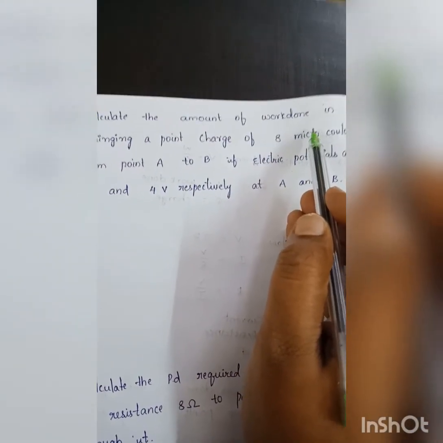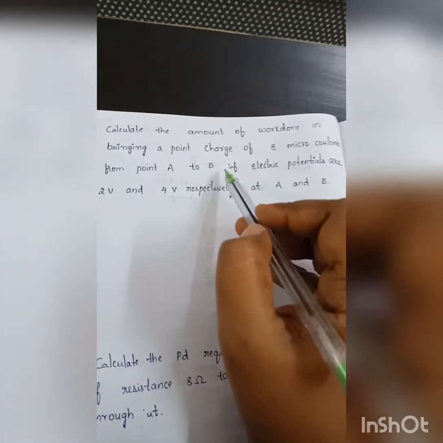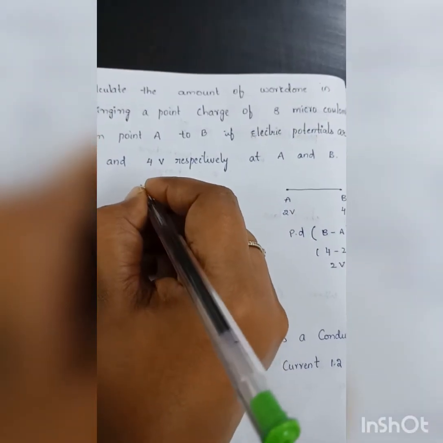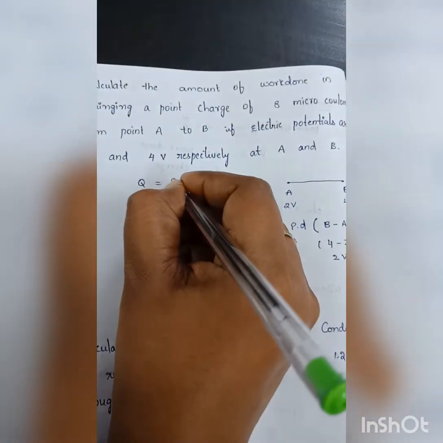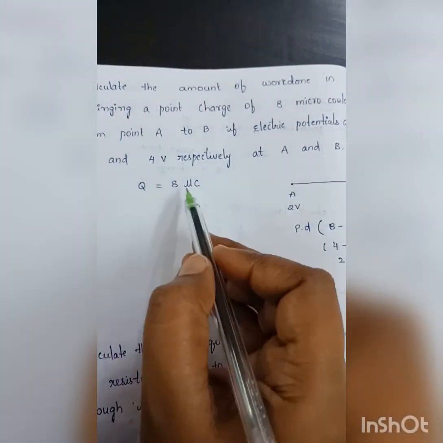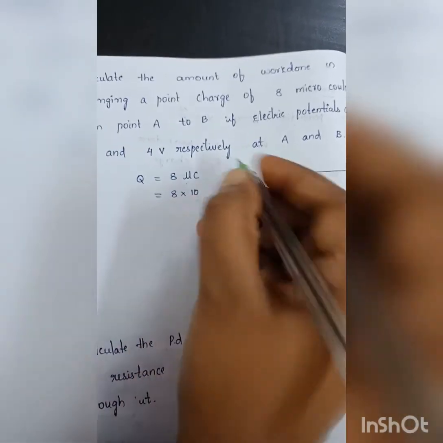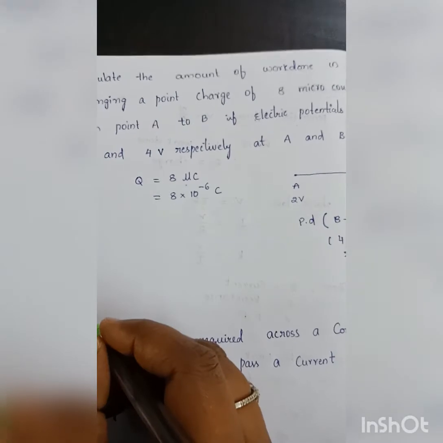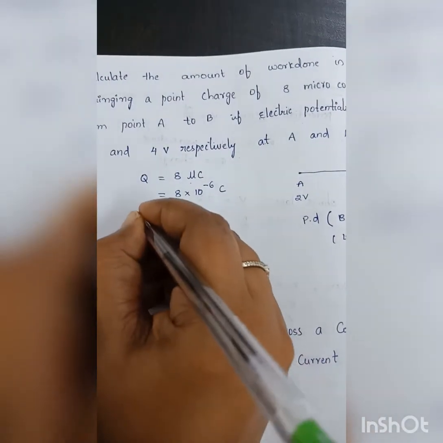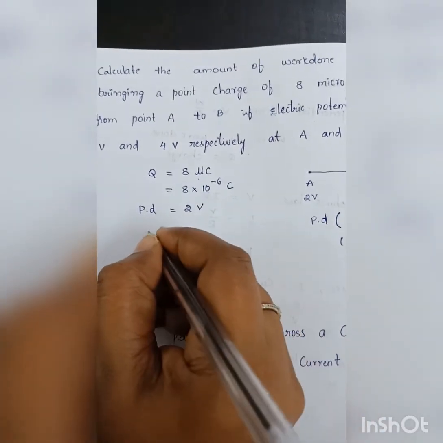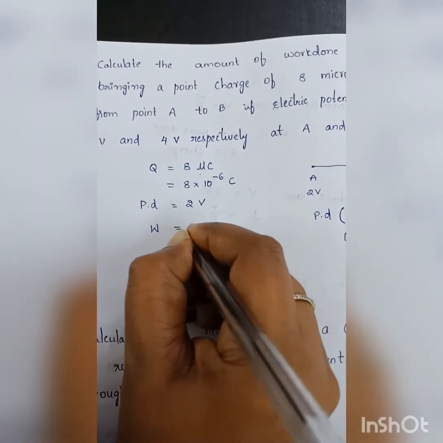Now come to the question, calculate amount of work done. W needs to be calculated in bringing a point charge of 8 microcoulombs. So here what was given? Charge Q equal to 8 microcoulombs. Micro symbol is mu. Micro value is nothing but 8 into 10 to the power of minus 6 coulombs. Now, what is the potential difference we got? Potential difference between the 2 points we got to be 2 volts. Now, what we need to calculate? We need to calculate W.